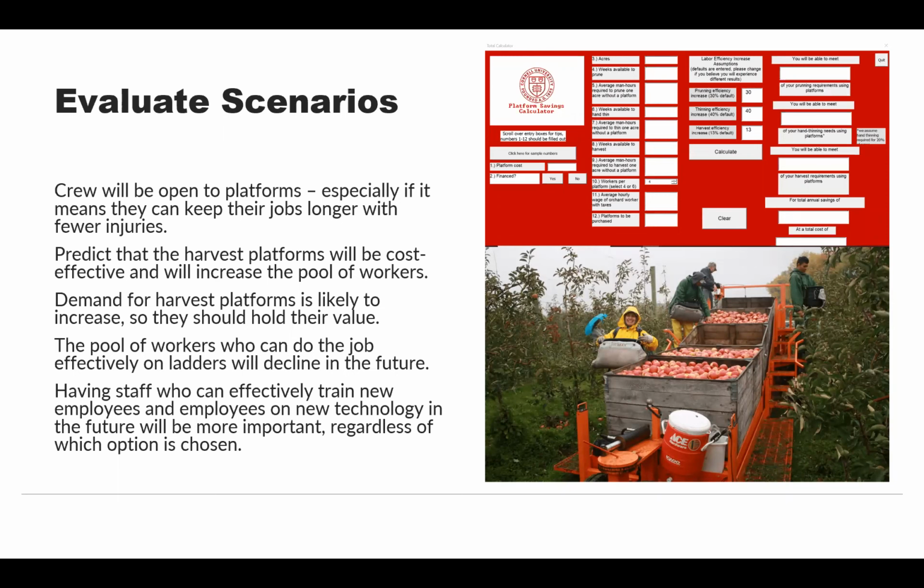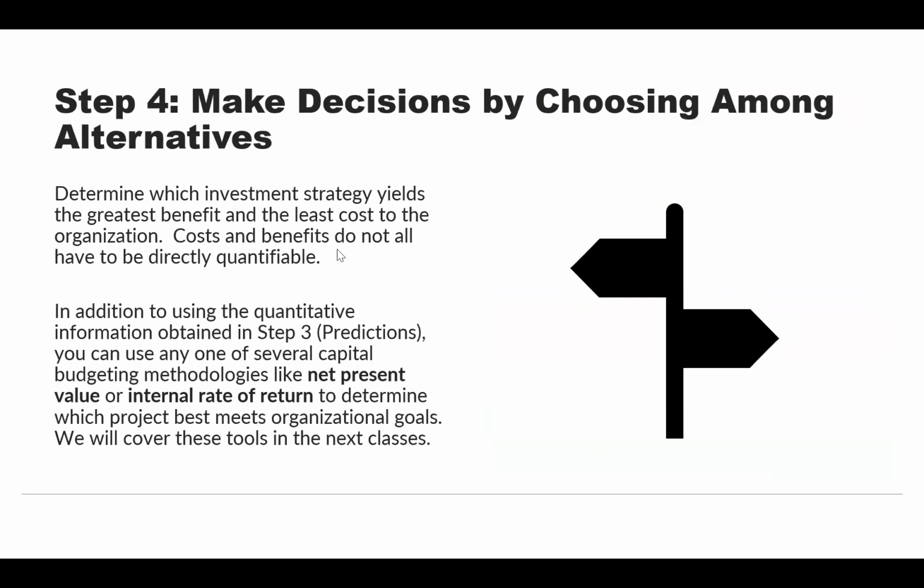But the other thing you've identified looking at the scenarios is that you need to have staff who can effectively train new employees on new technology, regardless of what option is chosen. You've seen that in both scenarios, and it is definitely needed on your farm, on the Jones farm.